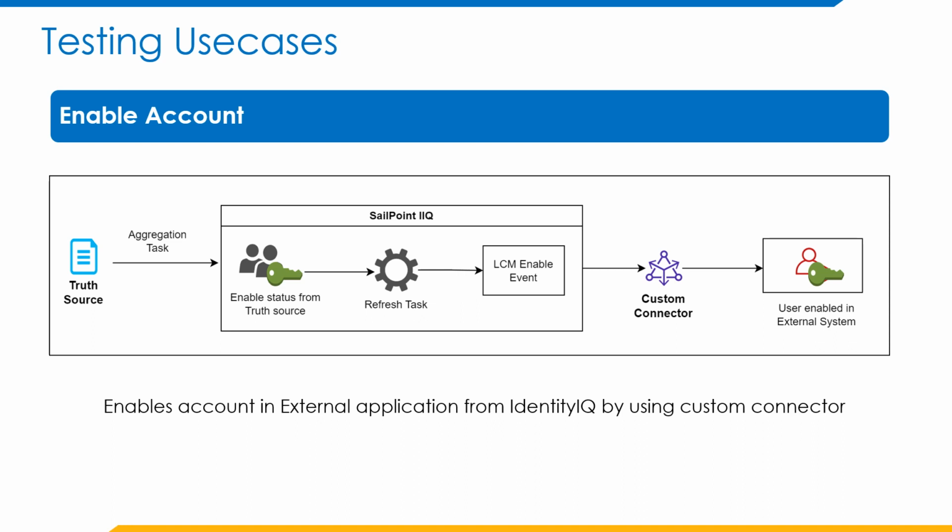The custom connector would receive this plan and perform the enable operation in the external application as specified in the logic of the enable method. The end result will be the account is enabled in the external application.